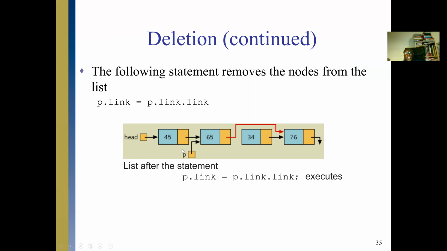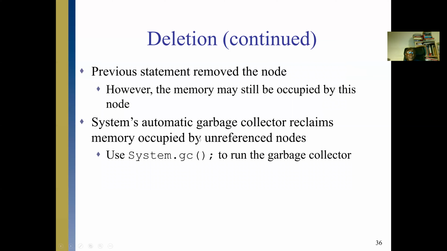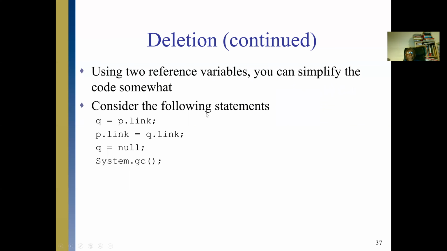And this will help us again to remove the item after we delete it. So the previous statement removed the node. However, the memory may still be occupied by this node. So the system's automatic garbage collector, which we know Java has built in, will reclaim the memory occupied by unreferenced nodes. And this is deletion.